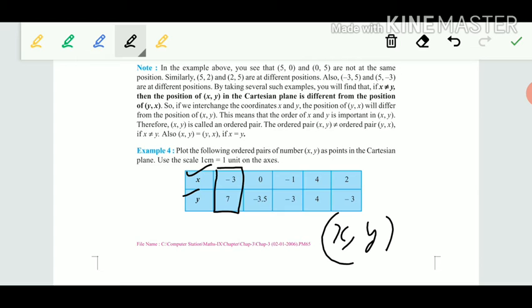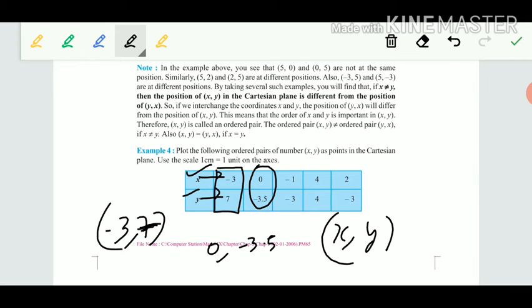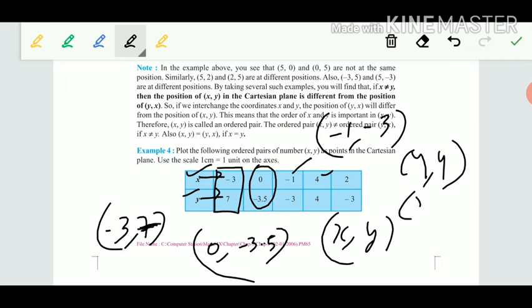So this is the first pair, that is (-3, 7). X value is -3, y value is 7. So the first point we have to locate is (-3, 7). Second point is (0, -3.5). Third point is (-1, -3). Fourth point is (4, 4). Fifth point is (2, -3). So these 5 coordinates we have to locate in the Cartesian plane.